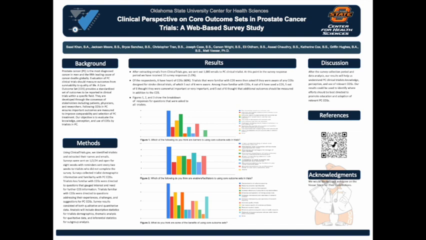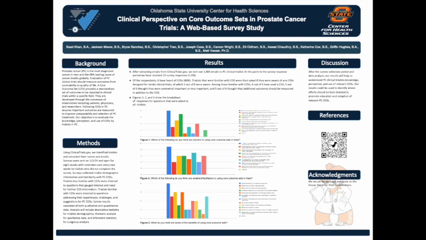A core outcome set provides a standardized set of outcomes to be reported in clinical trials within a specific field. They are developed through the consensus of stakeholders including patients, physicians, and researchers. Following core outcome sets in prostate cancer ensures important outcomes are measured to improve comparability and selection of prostate cancer treatment. Our objective is to evaluate the knowledge, perception, and use of core outcome sets by trialists in prostate cancer.